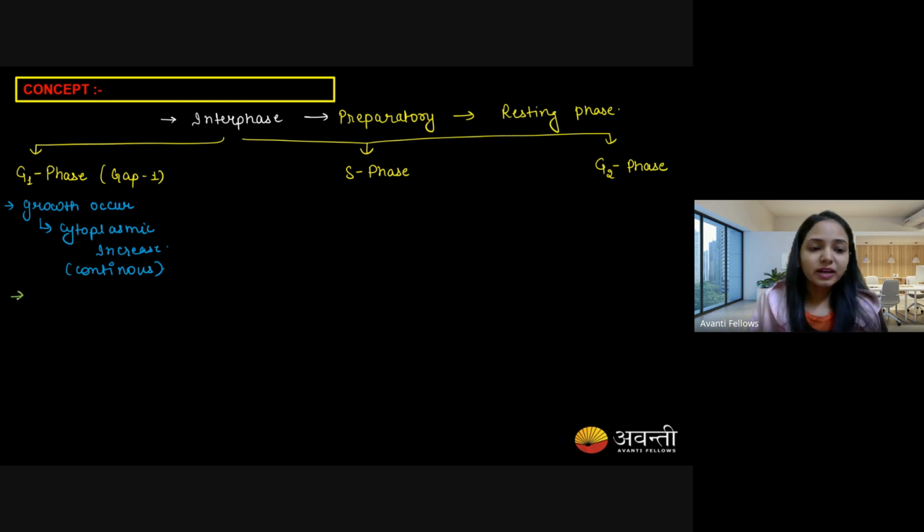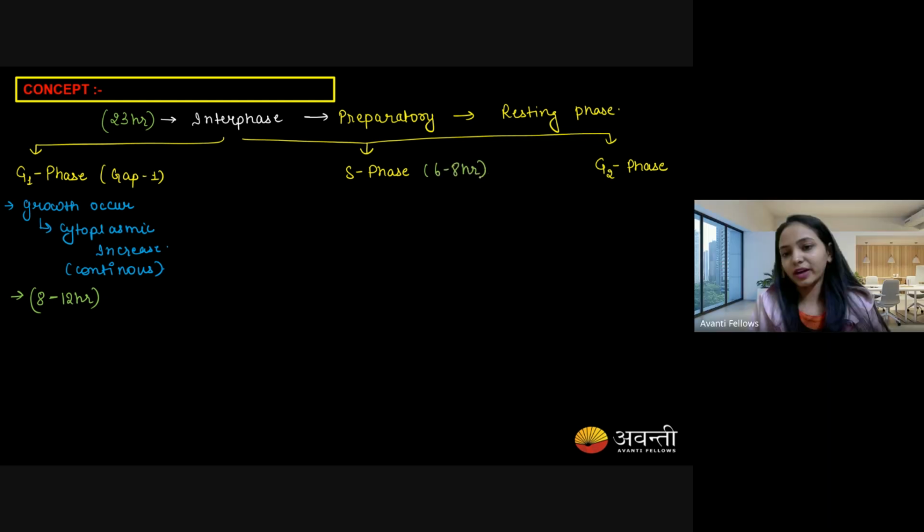And how much time is the cell spending here? Out of the 23 hours, how many hours will it spend here? 8 to 12 hours. And in S phase, it will spend 6 to 8 hours. And in G2 phase, 3 to 4 hours. So in which phase is the cell spending maximum time? G1 phase. If the cell is spending maximum time in G1 phase, then there is more probability to have any damage in this phase only.